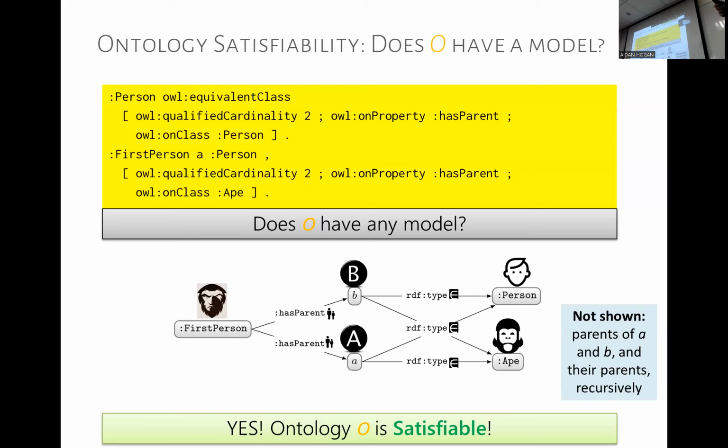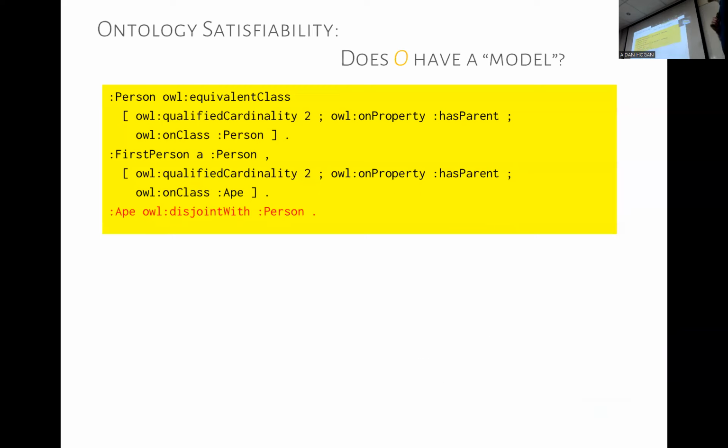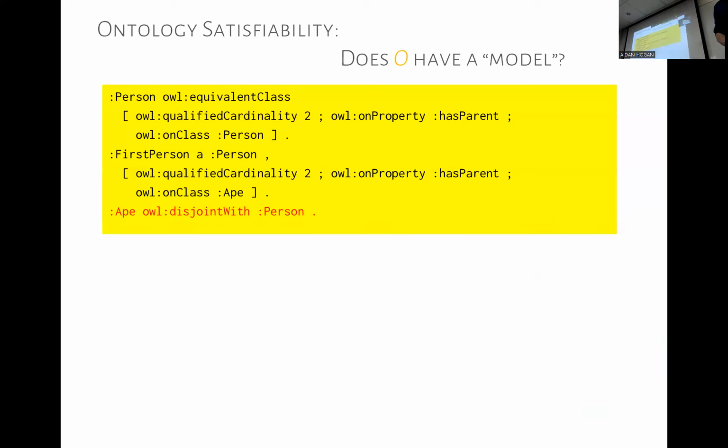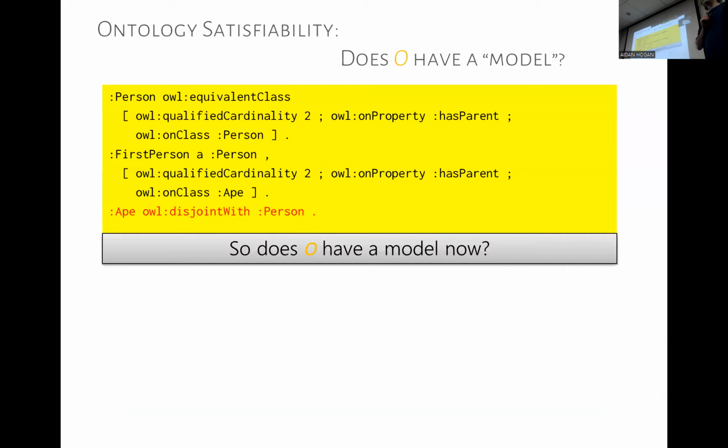Yeah, perfect. So person disjoint with ape. So we're going to block this sort of model by saying no, something cannot be a person and an ape at the same time, which is probably biologically incorrect. And some people might consider humans to be apes, right? But we're going to say ape disjoint with person. And we're going to ask again, does O have a model now? What do we think? It has a model?